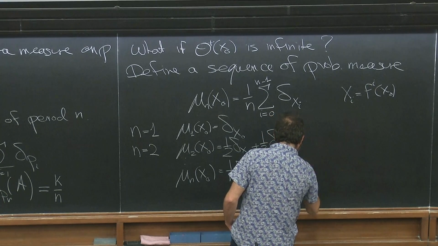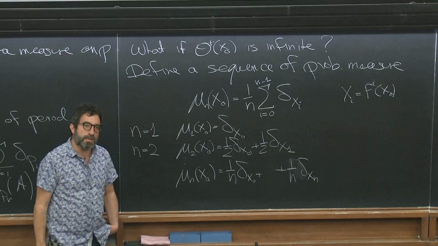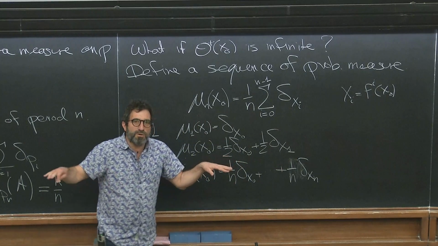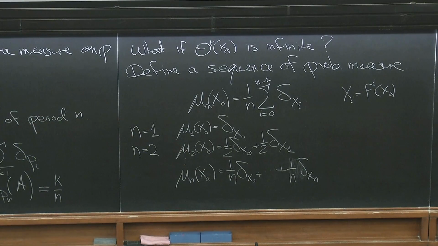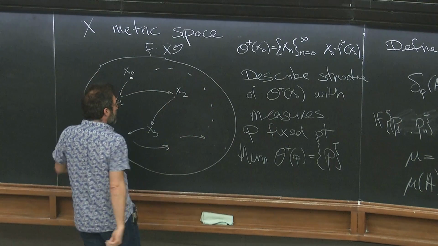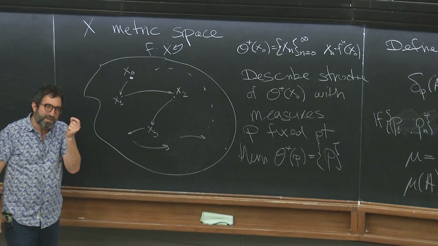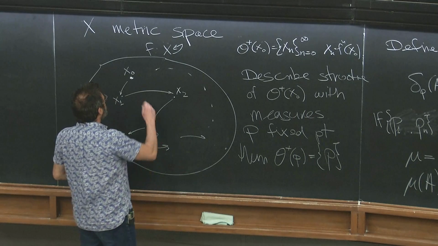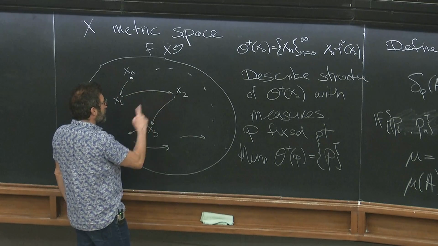So as you take n bigger and bigger, you're distributing it equally onto more and more points, right? Imagine that n equals 1,000,000. So we have 1,000,000 points of the orbit. Each of these points on its own has a very small contribution to the measure, right? So 1 over 1,000,000 of the measure is here, 1 over 1,000,000 here, 1 over 1,000,000 here.